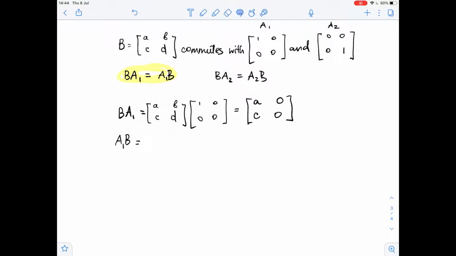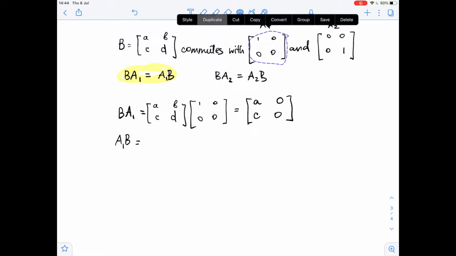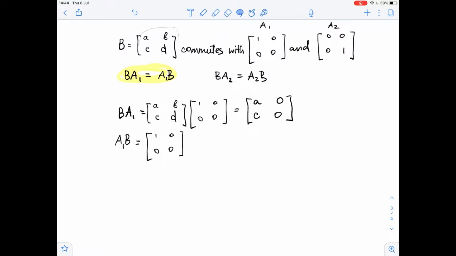This equals matrix A1 times matrix B. So here we get 1 times A plus 0 times C, which is A. Then 1 times B plus 0 times D, which is B. Then 0 times A plus 0 times C is 0, and 0 times B plus 0 times D is 0.